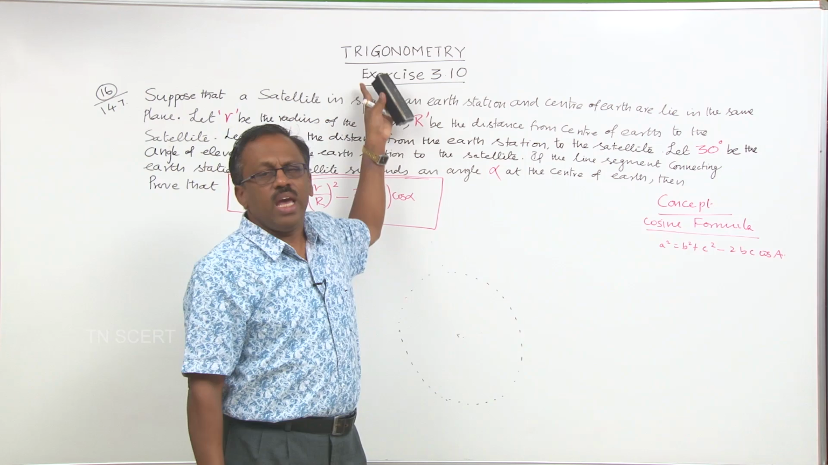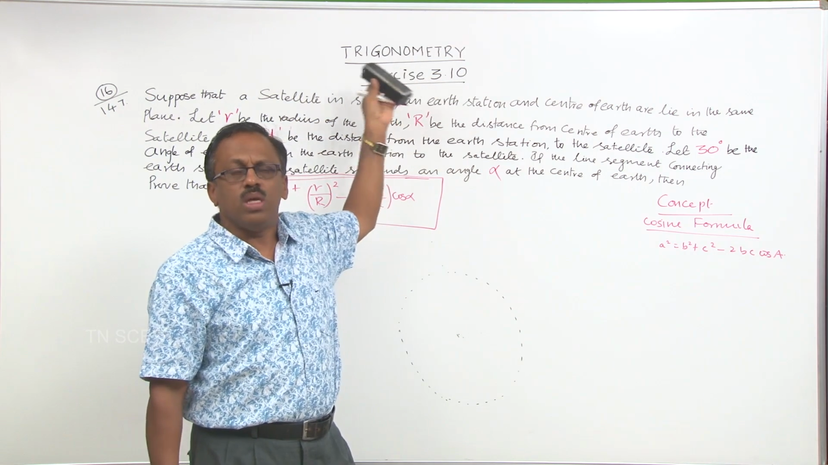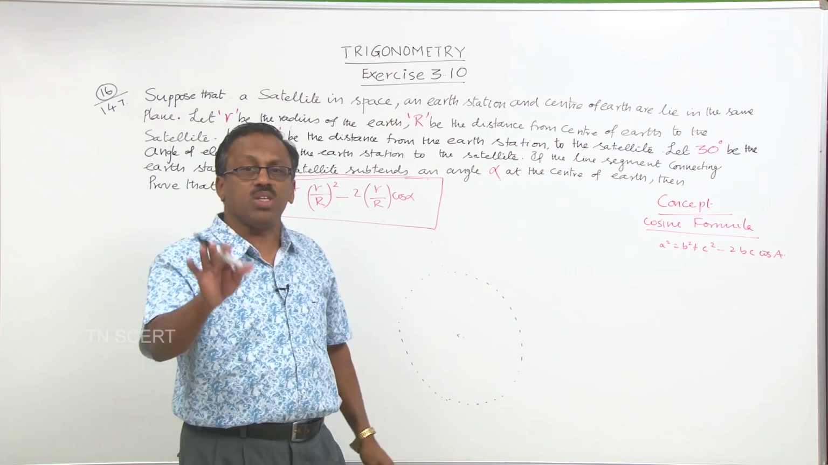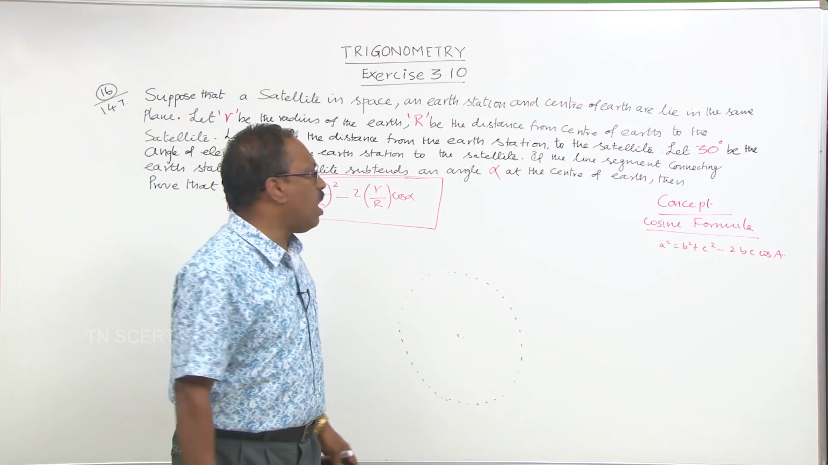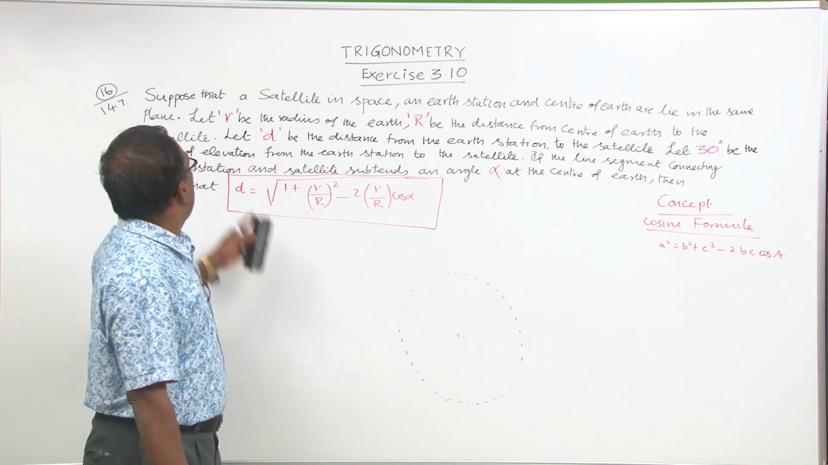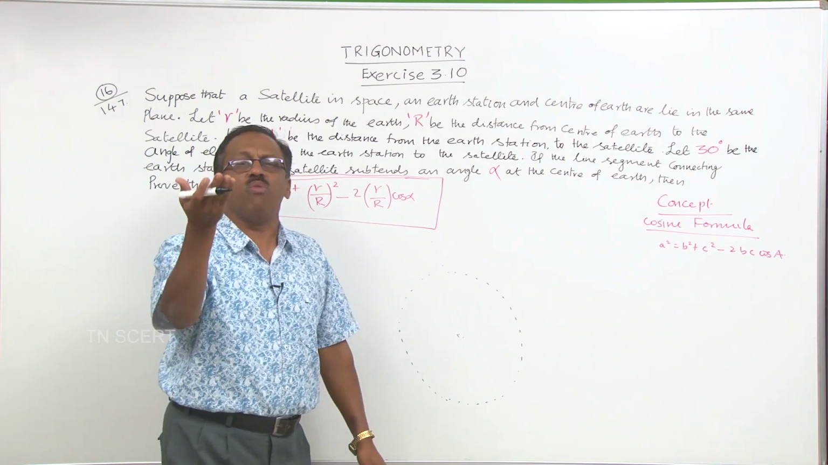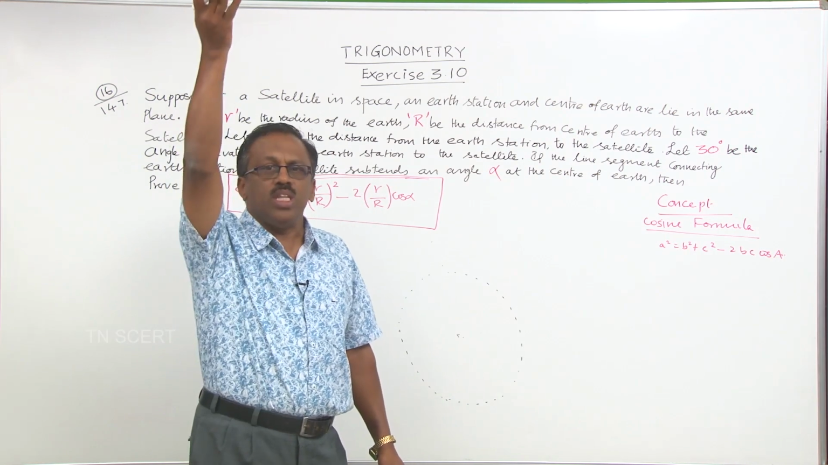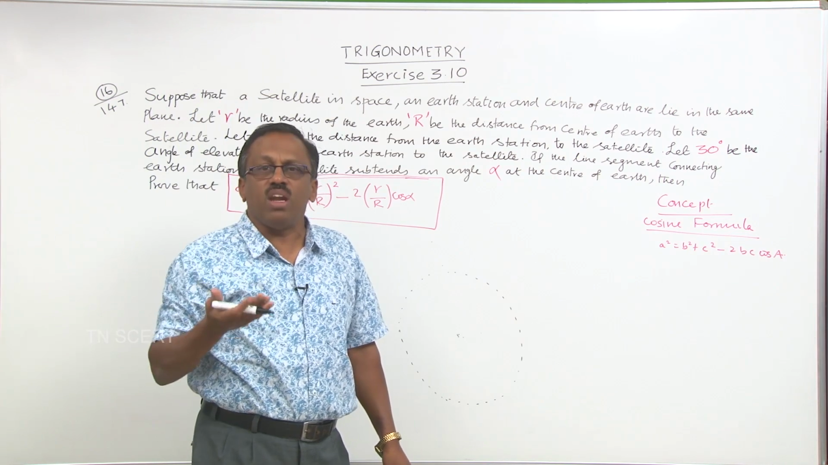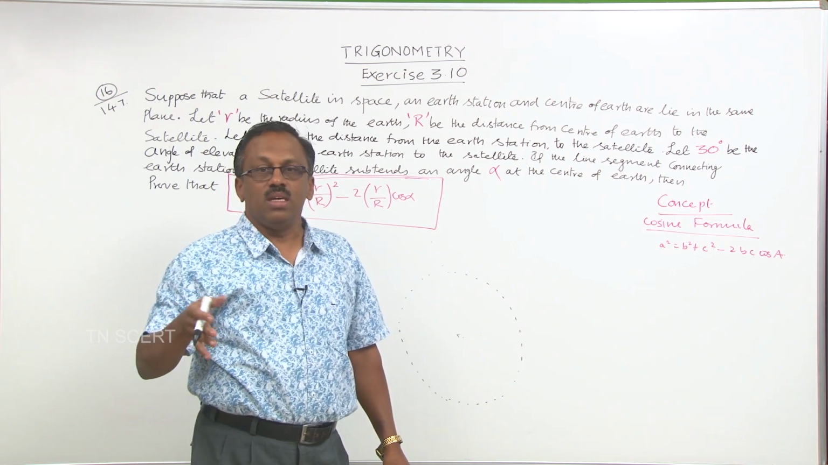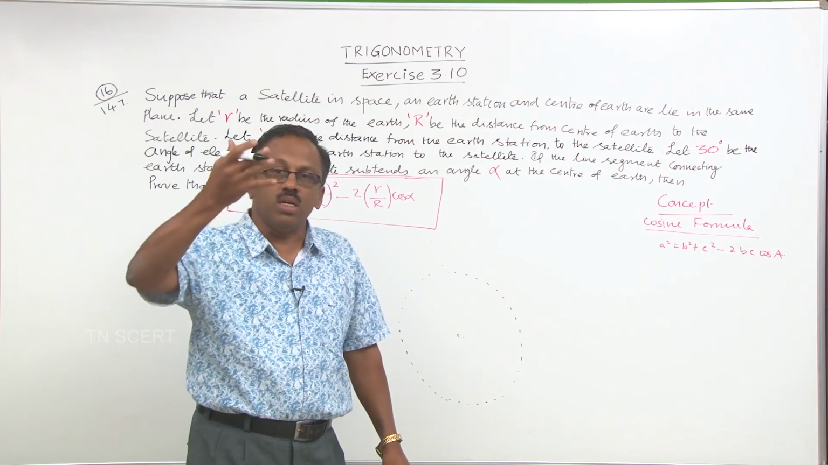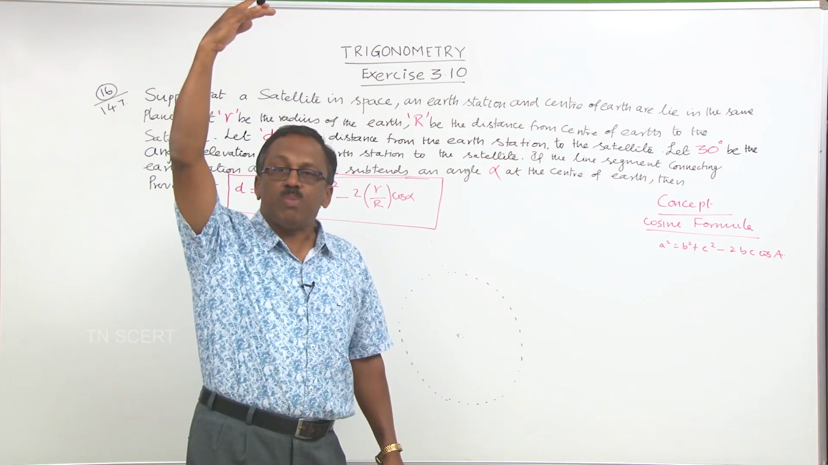Just please read out exercise 3.10, the last problem of the application sum. What is that application sum discussing? Suppose that a satellite is in space, satellites are usually in space. We are living on the earth. We are on the earth and the satellite is in space.